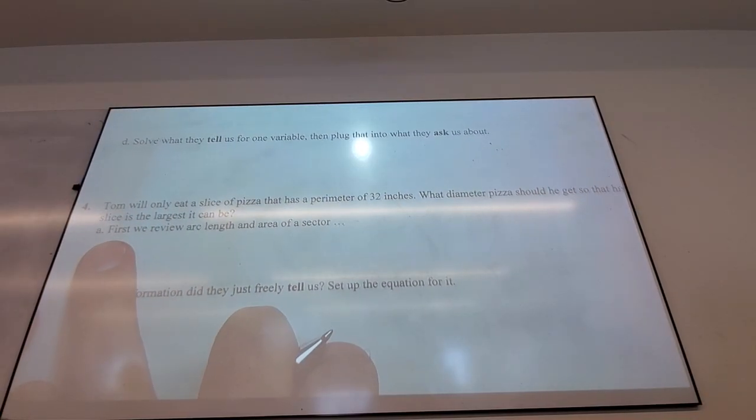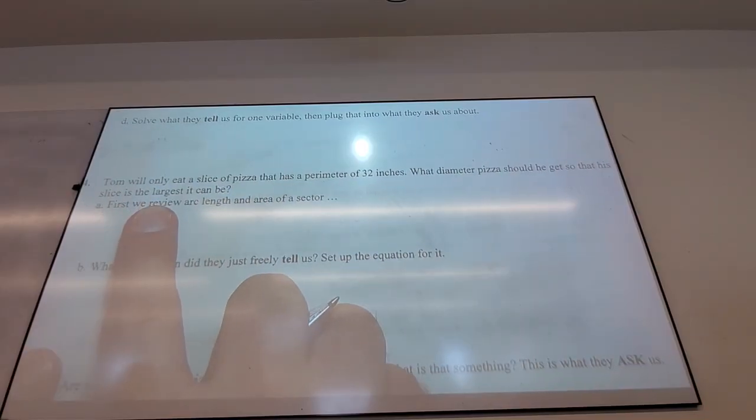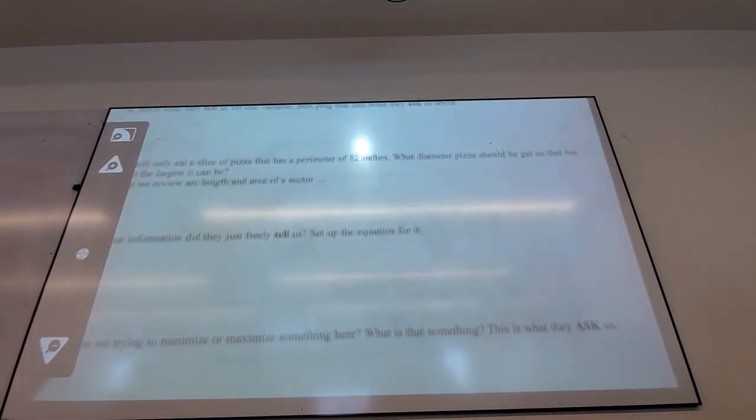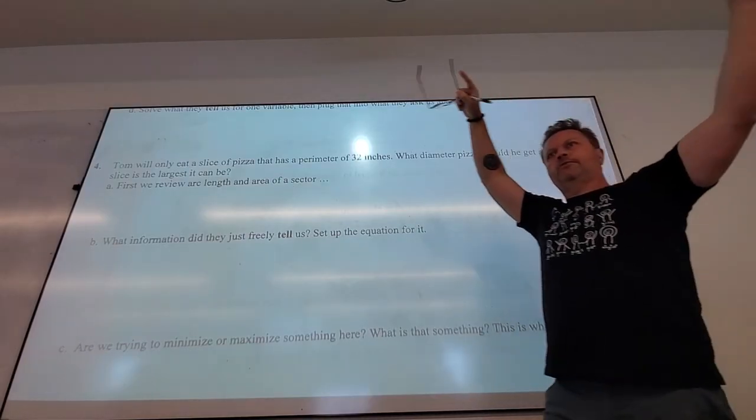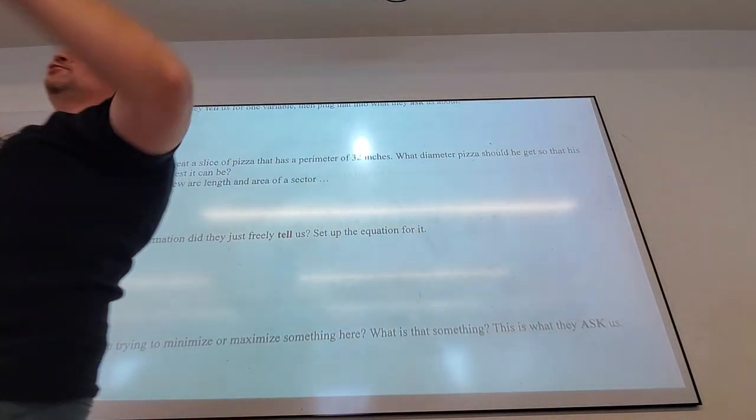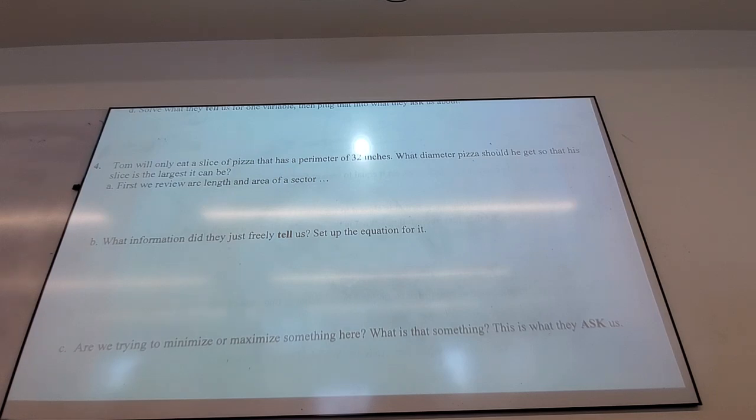If you look at this last one here, this is that same guy that had to make a trapezoidal fencing next to a river. He's got these weird requirements. So he's only going to eat slices of pizza that have a perimeter of 32 inches. Okay. You ever see Monk? Maybe he's a cousin of Monk.